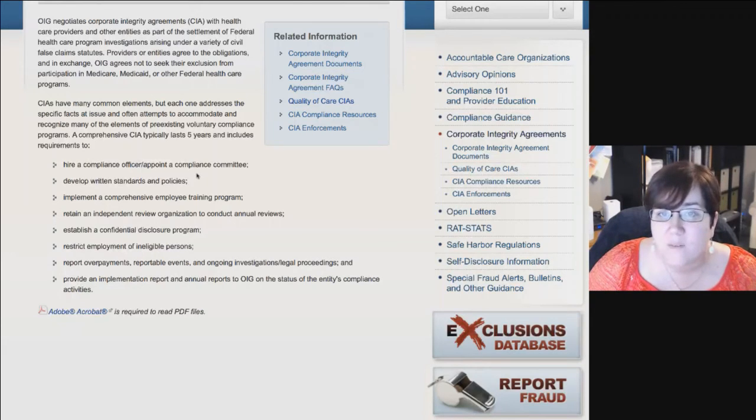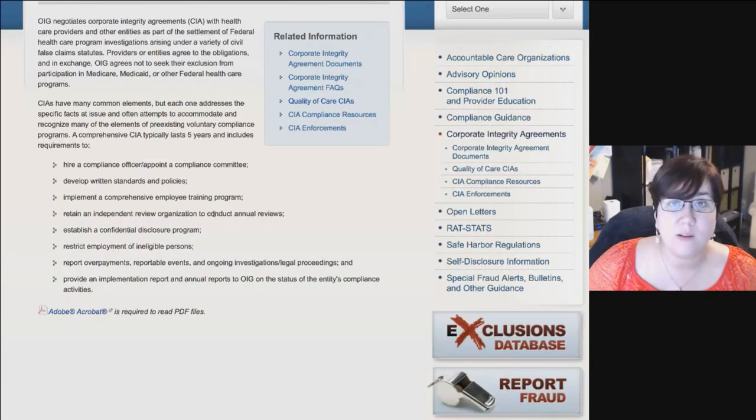Hire a compliance officer, develop written standards, implement a comprehensive training program for, you notice that says employees, not just physicians. Oftentimes, some of these violations arise from billing and coding errors that may occur. So that's a comprehensive employee training program. You want to make sure that your staff is all well trained on HIPAA, that they understand what they can and cannot disclose, things like that. Retain an independent review organization to do annual compliance reviews for you, annual audits. Establish a confidential disclosure program so that there is a way for employees to disclose integrity concerns or compliance concerns.